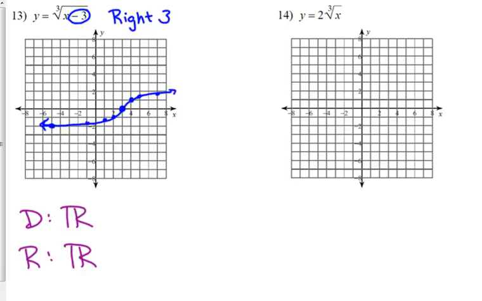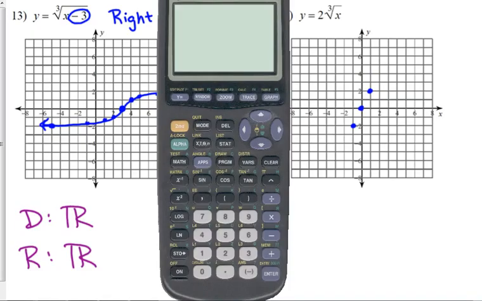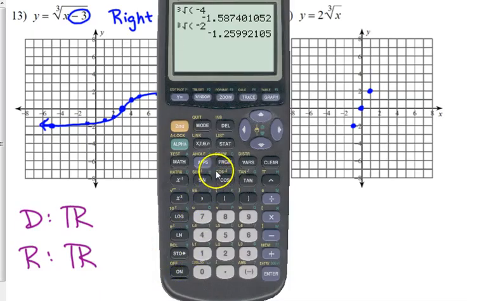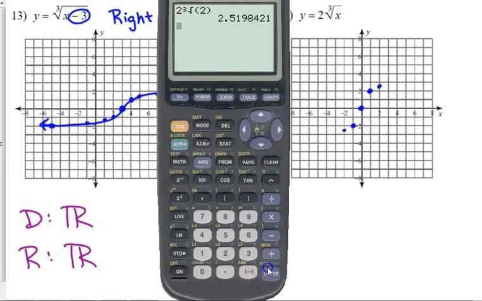Okay, so when we've got this coefficient in front, 2 times the cube root of x, all we're doing is multiplying all of our y values by 2. We're not moving left and right at all, so we're still starting at the origin. But instead of our next point being 1, 1, when we plug in 1, we get 2. When we plug in negative 1, cube root of negative 1 is negative 1 times 2, that gives us negative 2. This is multiplying all of our y values by 2. When we plug in positive 2, 2 times the cube root of 2 gives us 2.5. When we plug in negative 2, it's going to give us negative 2.5.